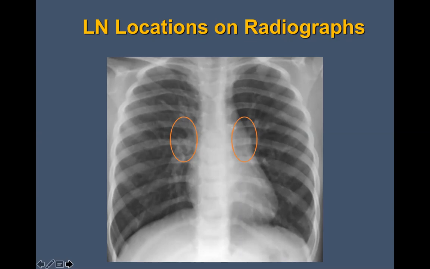And then the other place that they can commonly occur and be visible on a chest x-ray is in the right paratracheal region. So these are the two places where you should really look for an unusual amount of soft tissue density that you don't see in this normal chest x-ray here. And you're wondering, well, how do I know if these things that I'm seeing here are lymph nodes or not? Well, these are all vascular markings.